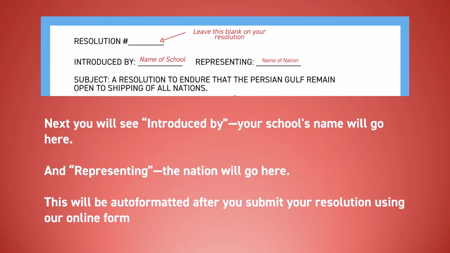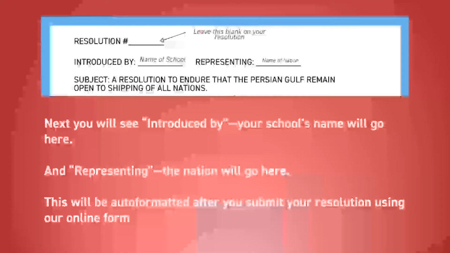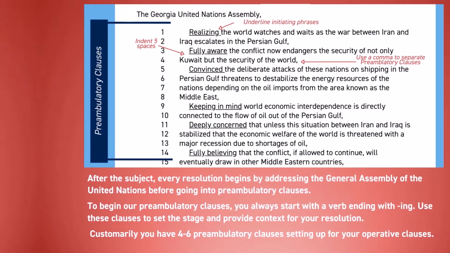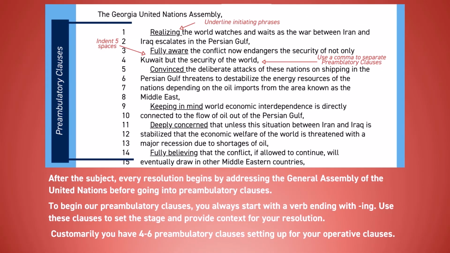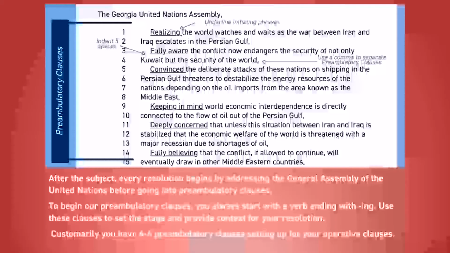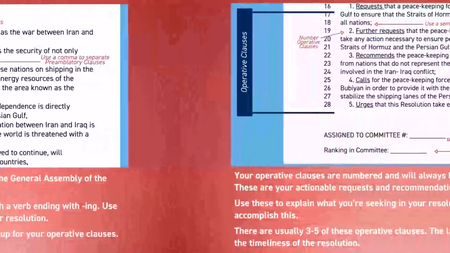The subject, which we just discussed, goes next. After the subject, each resolution begins by addressing the General Assembly of the United Nations before going into the preambulatory clauses. To begin our preambulatory clauses, you always start with a verb ending with ing. Use these clauses to set the stage and provide context for your resolution. Customarily, you have 4 to 6 preambulatory clauses setting up for your operative clauses.